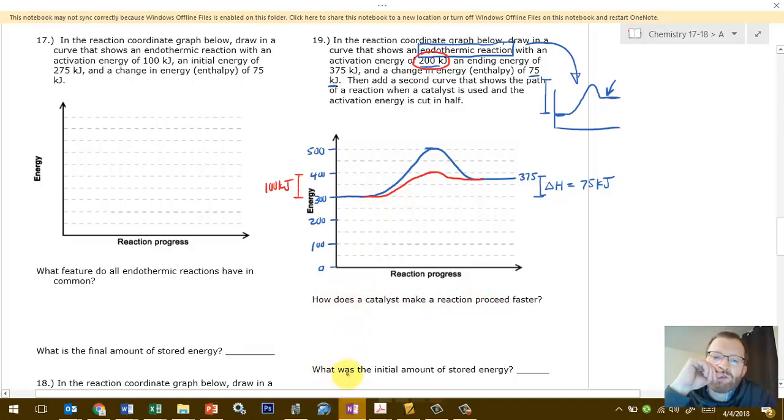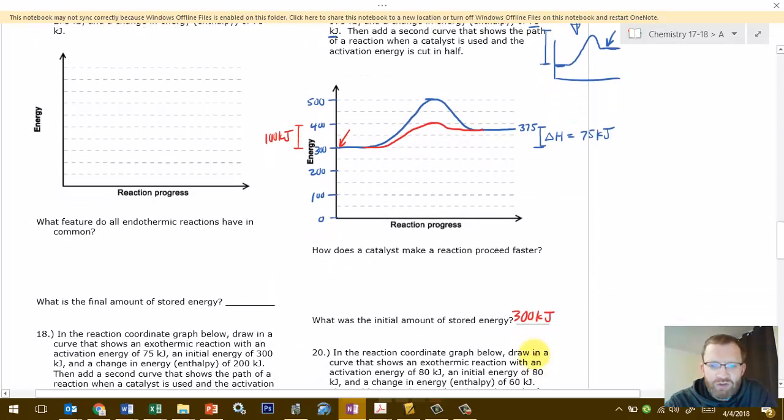We did answer this last question. What was the initial amount of stored energy? Because we figured that out to start our graph at 300. We figured it out from the data that was given in the problem. Since we ended at 375 and we're gaining 75, that means we had to have started at 300. So it's just kind of arithmetic from there.